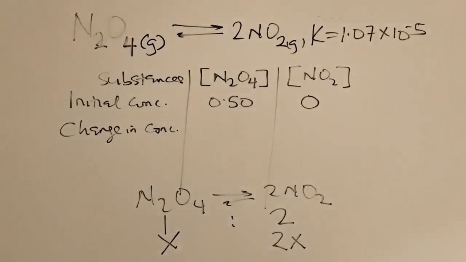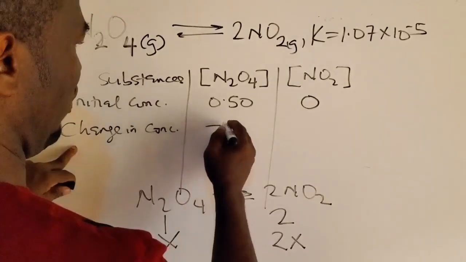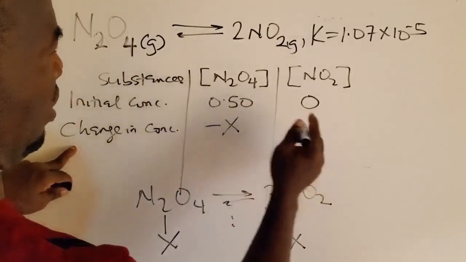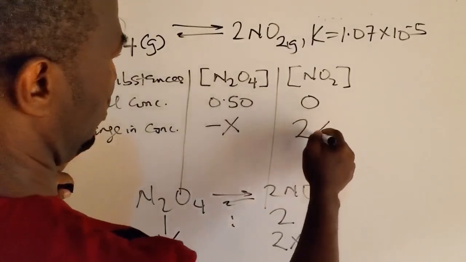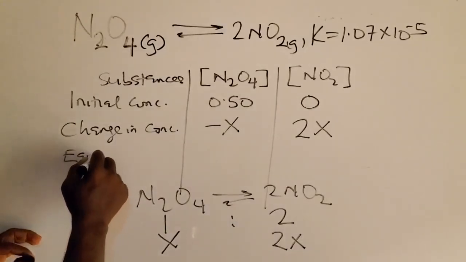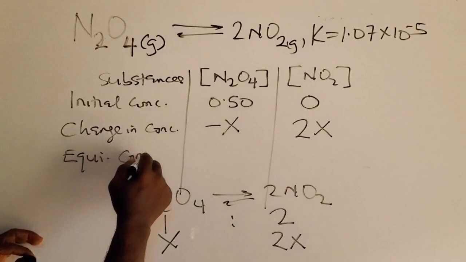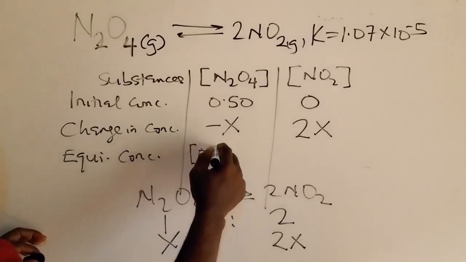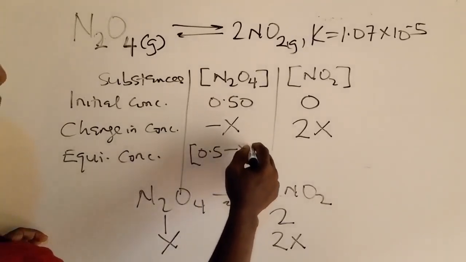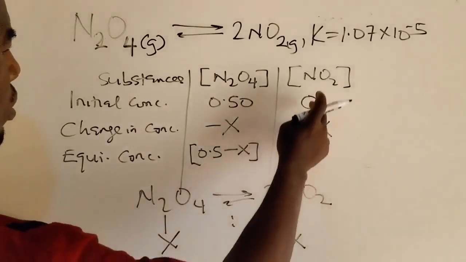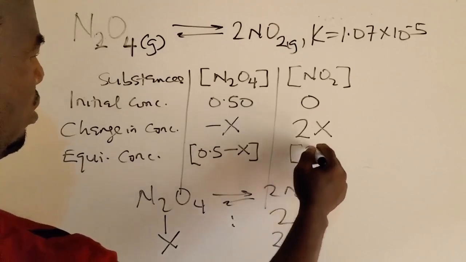So, having done that, I'll now say the change in concentration of this one will be negative S, S amount of this being decomposed, and then 2S being formed on this side. So the equilibrium concentration, how do we get it? For the reactant, it will now be 0.5 minus S, the difference. For the product, it will now be 2S plus 0, which is 2S.